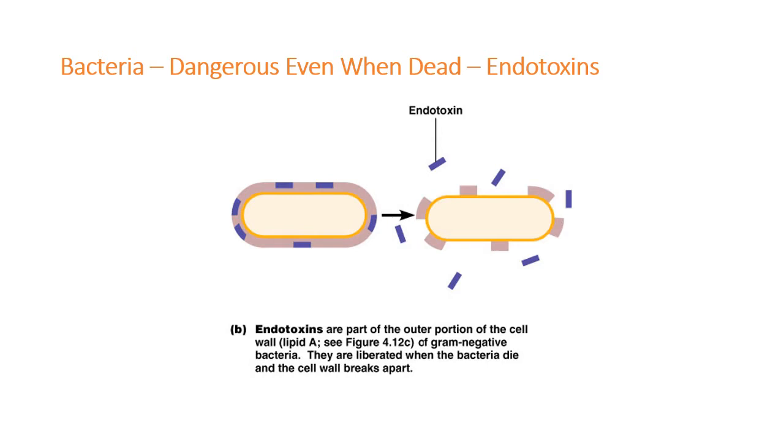Bacteria, as well as secreting toxins, exotoxins, can also have endotoxins. And endotoxins are toxins associated with the bacterial cell wall, things like lipid A, lipopolysaccharide, and these can still be dangerous to the body, often by overstimulating the immune system when the bacteria itself is dead.